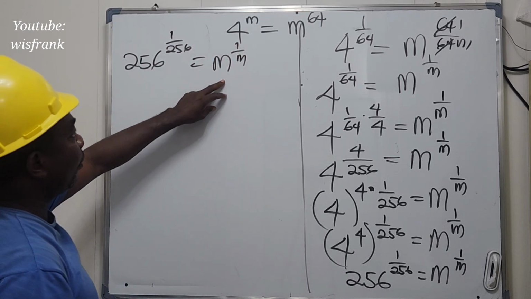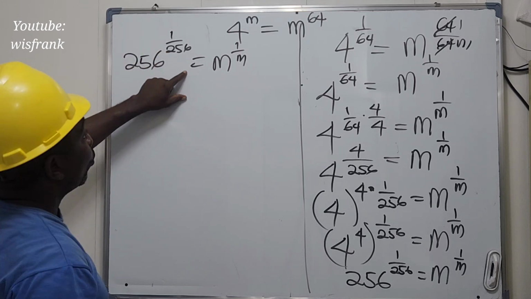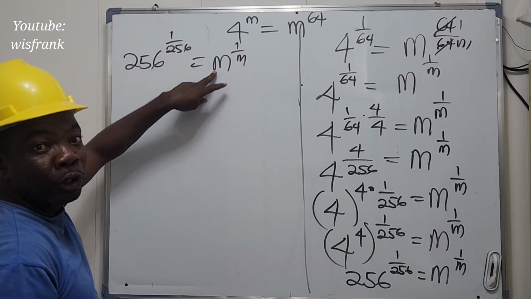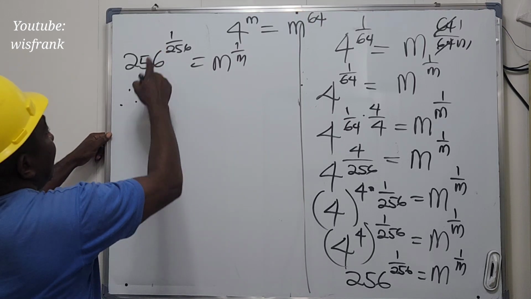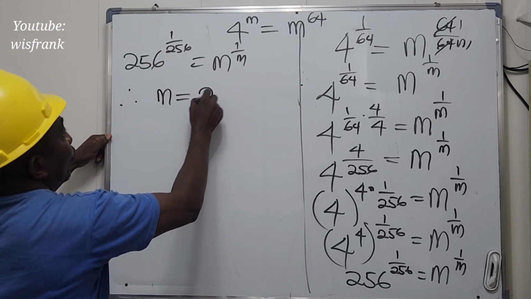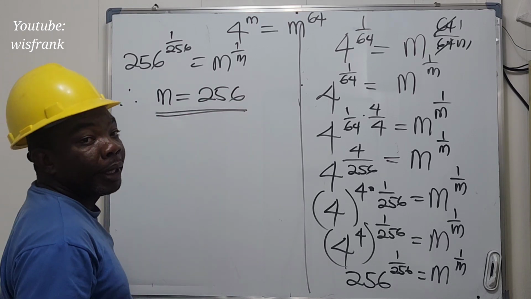So for us to find the value of m, we can see that what we have here to the power of what we have here equals a variable to the power of 1 over that same variable. Therefore, we can deduce that m equals 256. So this is the value of m that we have.